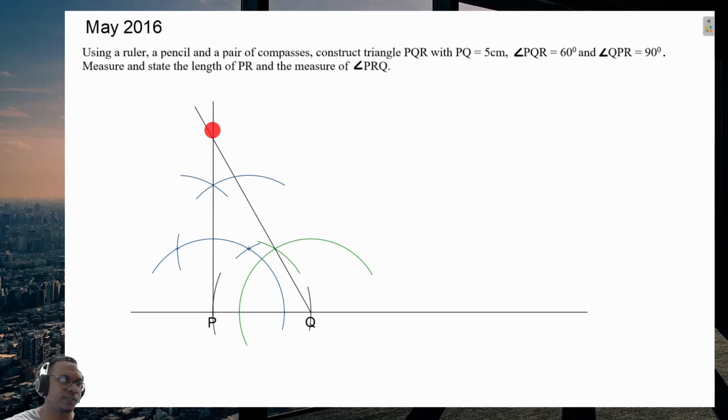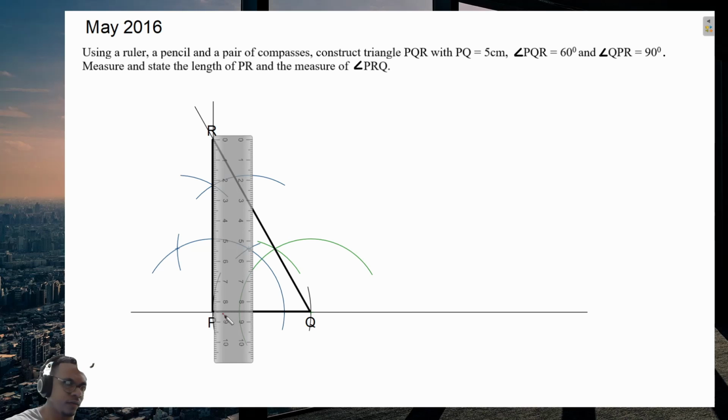So where these two lines meet up here, that will be the endpoint R. Now that I'm happy with my shape, I'll darken the outline. So this is my triangle PQR. Now I'll measure and state the length of the side PR. So I have the 0 at the endpoint R, and I'm seeing that 8.5 is at the endpoint P. So the distance from R to P is 8.5 centimeters.